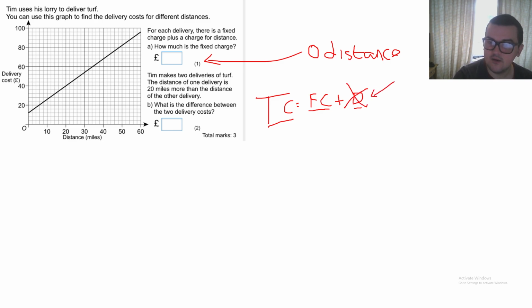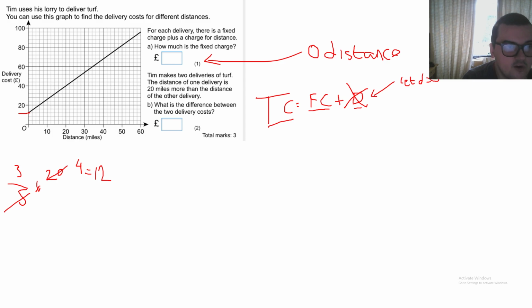So to get rid of this d, we let d equal 0. That means we assume that there is no distance and we work out what the cost would be. Now if we go to this graph and look at when the distance is 0, it comes out about here, which is 3/5 of the way up to 20. 3/5 times 20: we can cross the output of 4, because 5 lots of 4 is 20. 3 times 4 is 12. Our answer is £12.